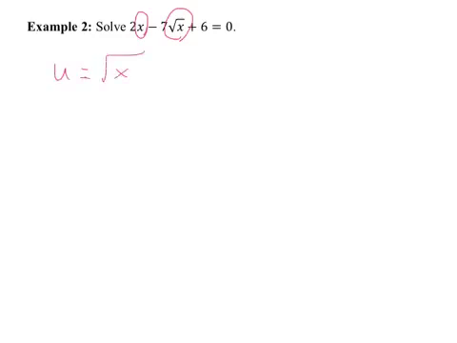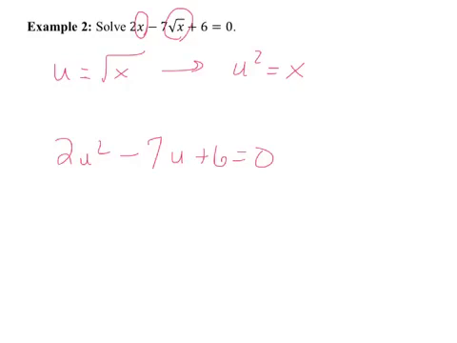But we have to remember for these questions that we have to check our answers for all of these. So we have to make sure that we go ahead and check the solutions. We're going to see that u squared is equal to just x, right? If we square both sides of that. So if I replace x with u squared, I get 2u squared minus 7u plus 6 equals 0.